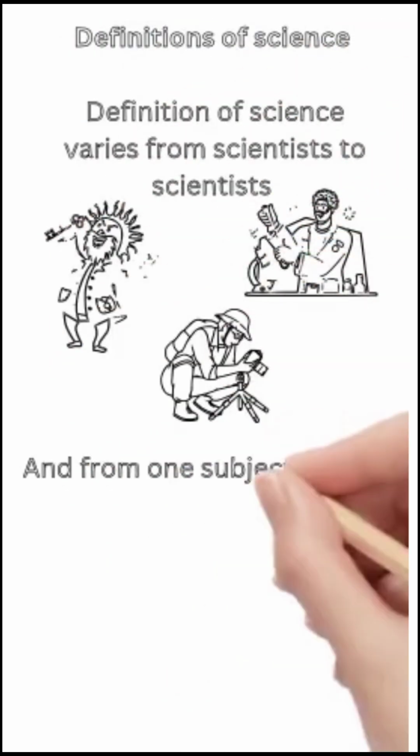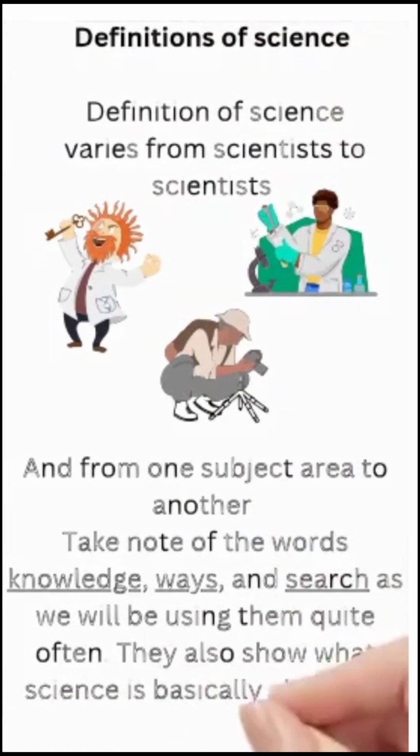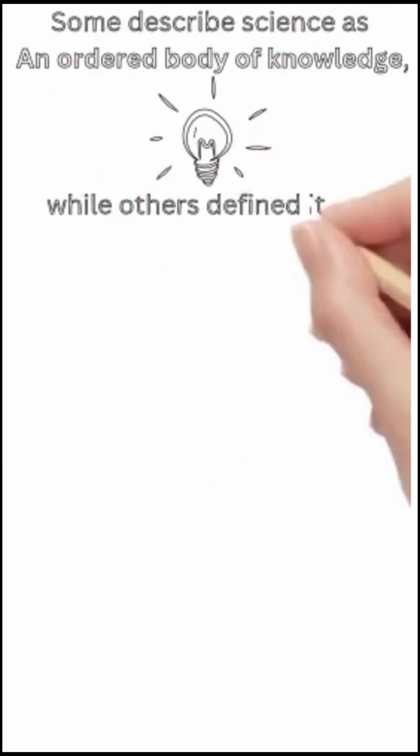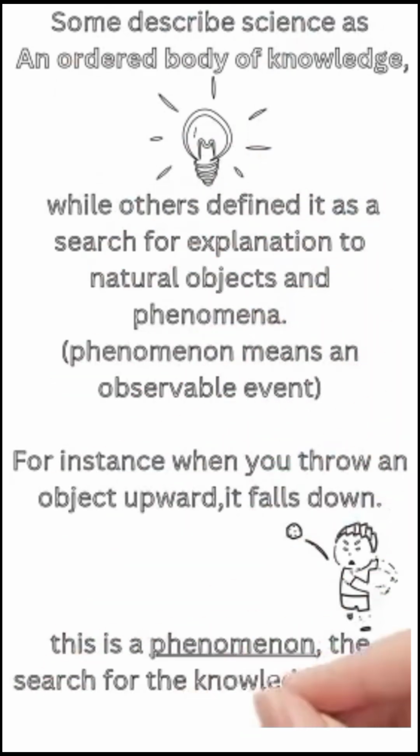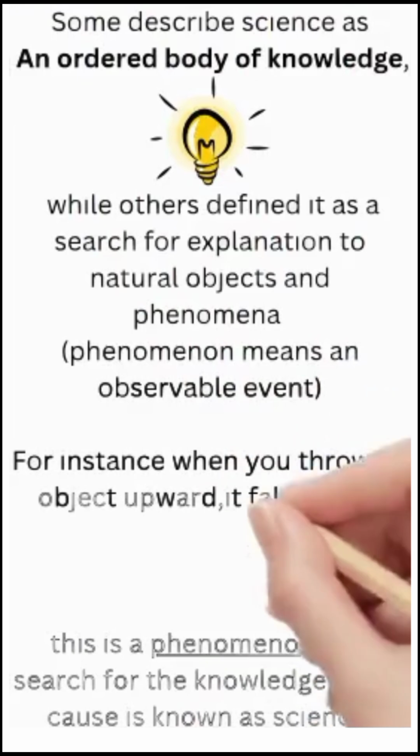Definition of science. Definition of science varies from scientist to scientist and from one subject area to another. Take note of the words knowledge, ways, and search as we will be using them quite often. They also show what science is basically all about. Some describe science as an ordered body of knowledge, while others define it as a search for explanation to natural objects and phenomena. Phenomenon means an observable event.